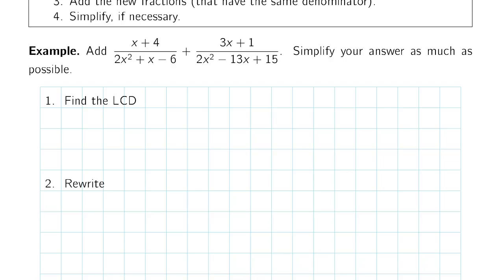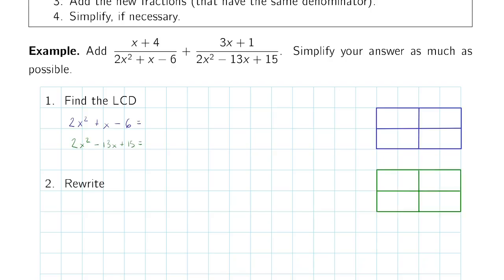First, we need to find the least common denominator. So we need to factor each of our denominators. I'm ignoring the numerators at this point. Those are a problem for the future. I'm just going to look at 2x squared plus x minus 6 and 2x squared minus 13x plus 15 and try to factor them. Those are both quadratic trinomials with leading coefficient not 1. So I'm going to use the AC method for both of them.